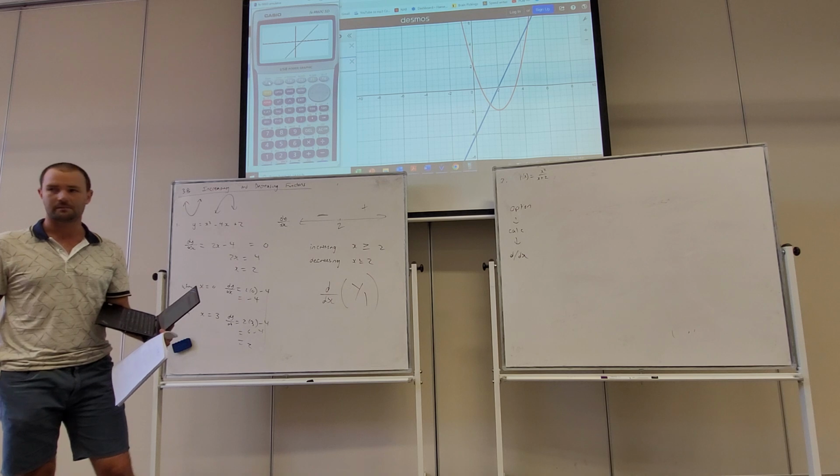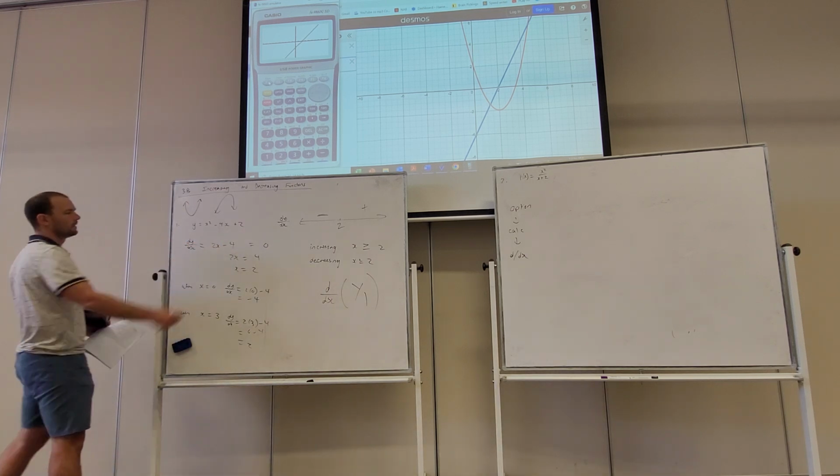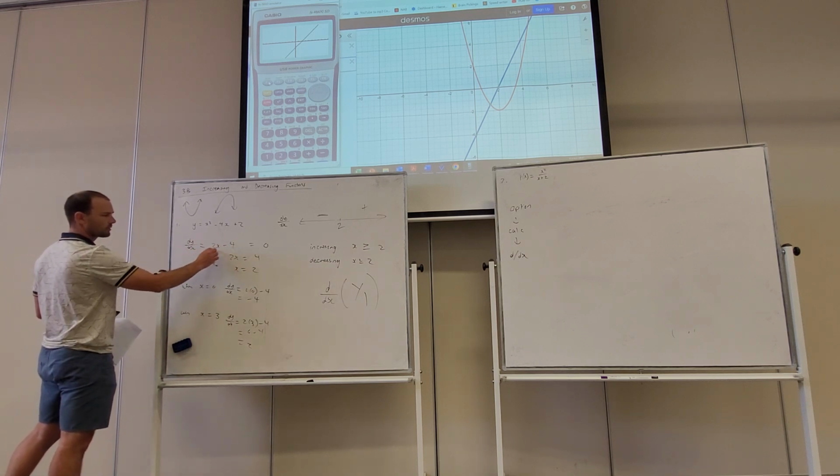There we go, there's the derivative function. All right, that's the equation of this line, right? 2x take 4. Y-intercept is -4, slope of 2.